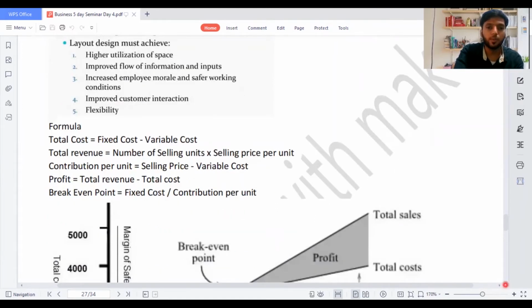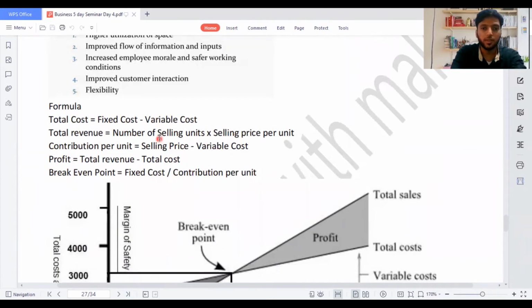Formulas you need to remember from this chapter: fixed cost plus variable cost is total cost. You might have the question, what is a fixed cost? Fixed cost is some sort of cost which will not change in nature. They won't ask what a fixed cost is in the exam; they will give the fixed cost, and you need to take the variable cost. Earlier I wrote fixed cost minus variable cost, which is wrong actually. It should be plus. Okay, so that was wrong. Right here, for your knowledge, fixed cost plus variable cost.